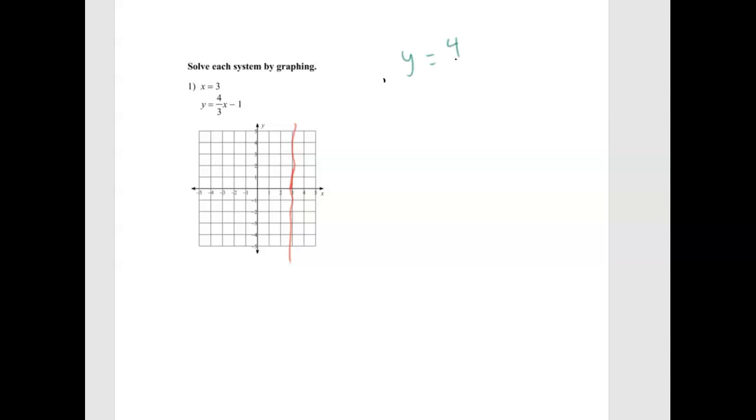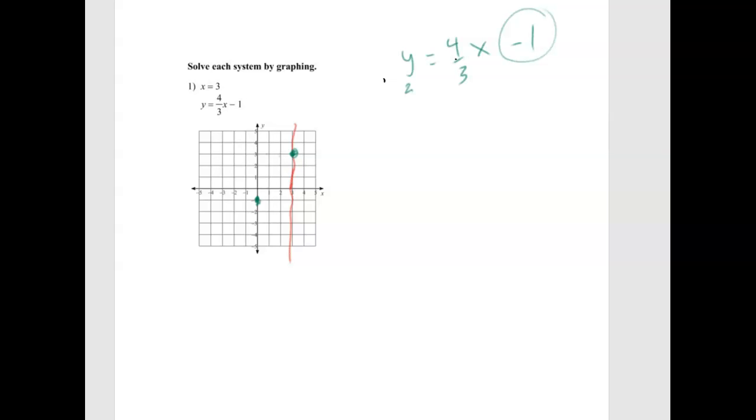Now, if I want to graph this, there's a couple ways I can do it. One way is I can recognize the y-intercept as a -1. So I know that's a point on my graph. Since this is solved for y, I can use that. Then I can go up 4, 1, 2, 3, 4, and over 3, 1, 2, 3. And oh, what do you know? I see that point.